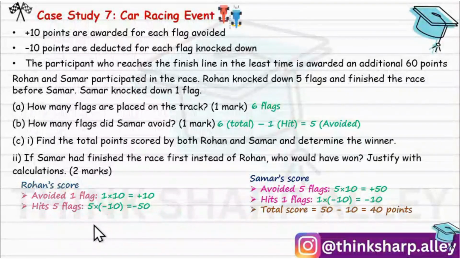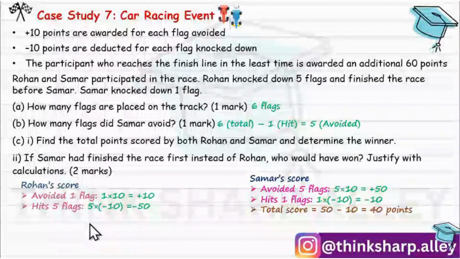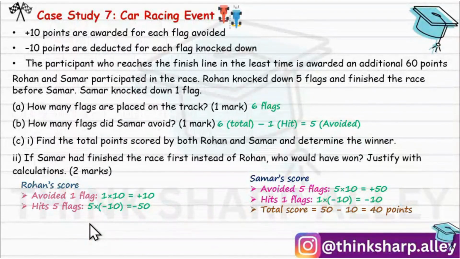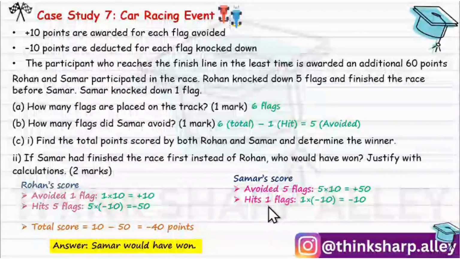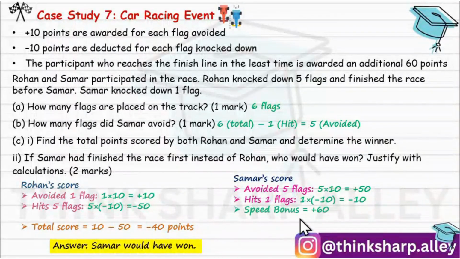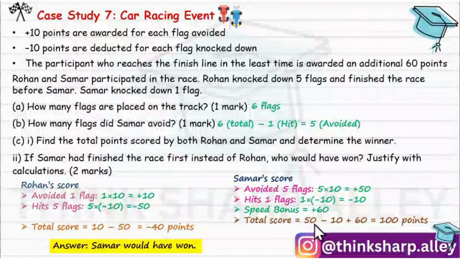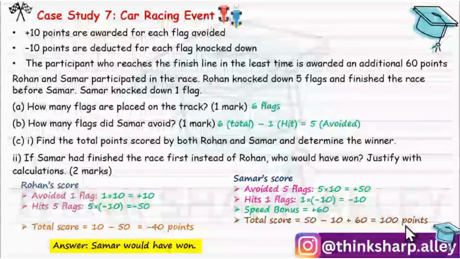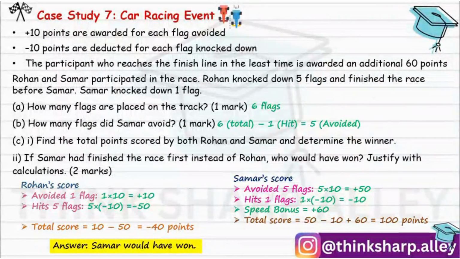So let's do that. So let us calculate the total score of Rohan here. Rohan's new score would become plus 10 minus 50, which is equal to minus 40 points, because he loses the bonus now. Now over here, Samar gets that plus 60 bonus. So his total score becomes 50 minus 10 plus 60, which is 100 points. So clearly Samar would have won by a huge margin, 100 points versus minus 40 points.